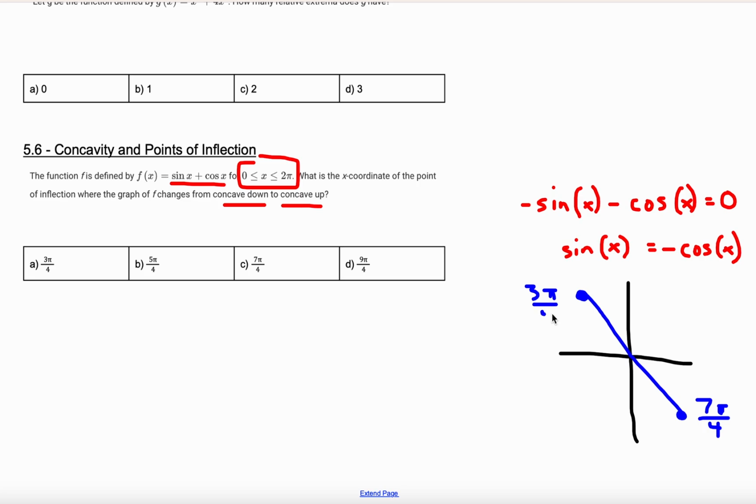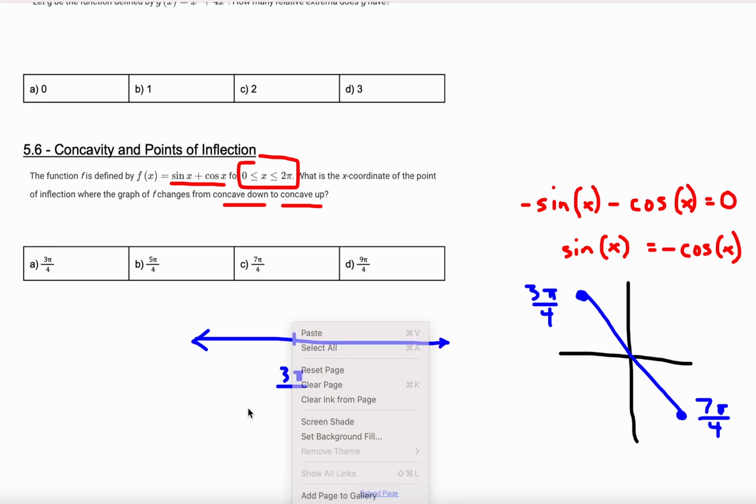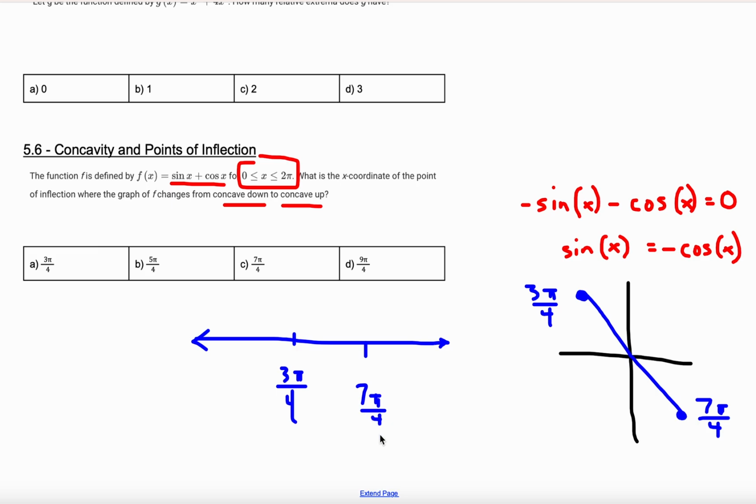Now, all those are the critical values of the second derivative. So I'm going to put 3 pi over 4 here. Now I'm going to put 7 pi over 4 here. And remember, since this is operating from the unit circle, I'm going to close these arrows into a fixed space. So that's 2 pi. And this is a 0.